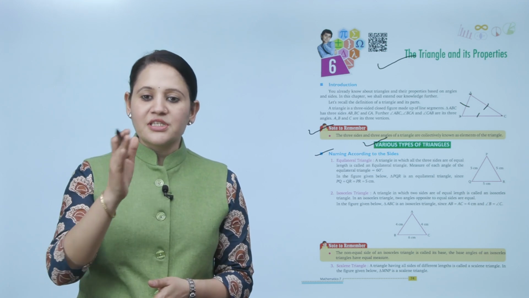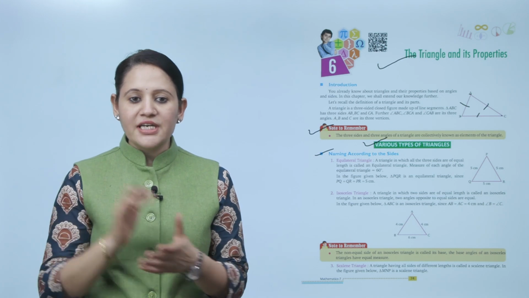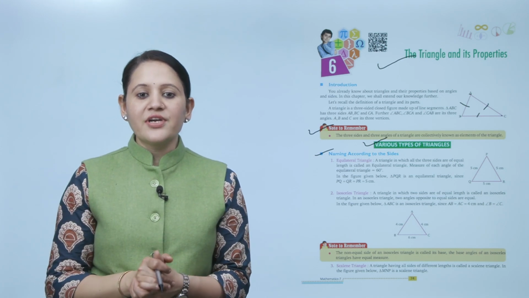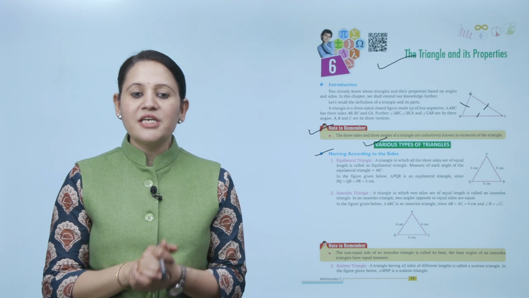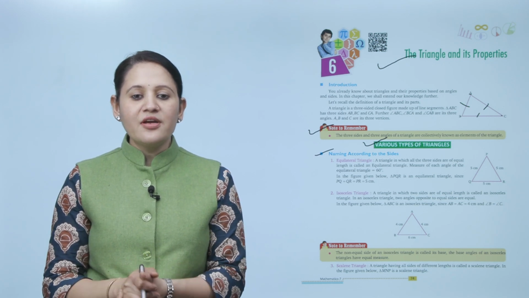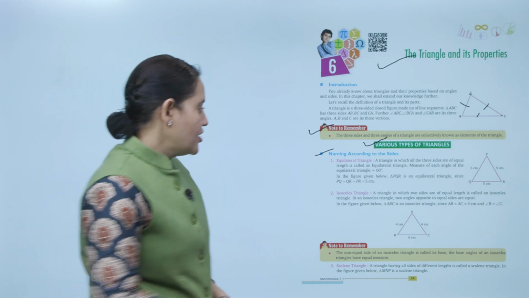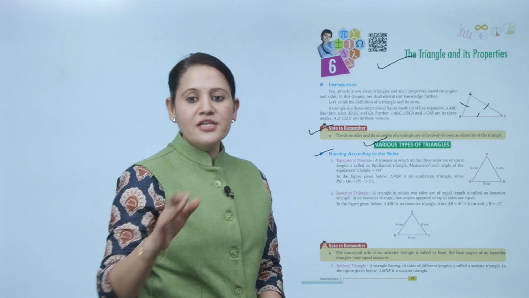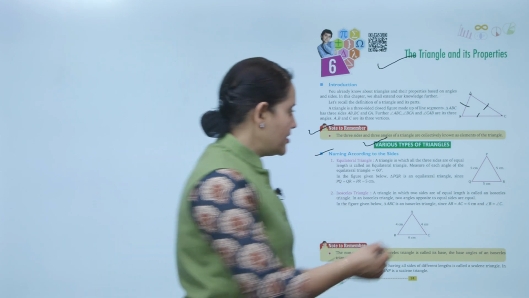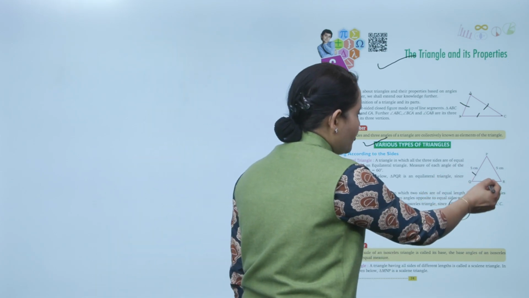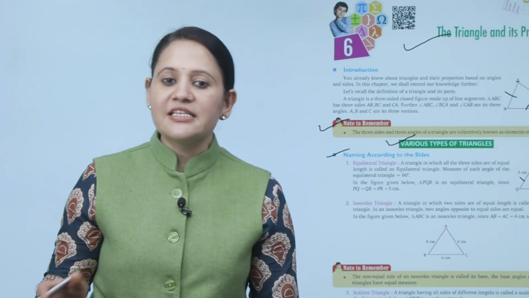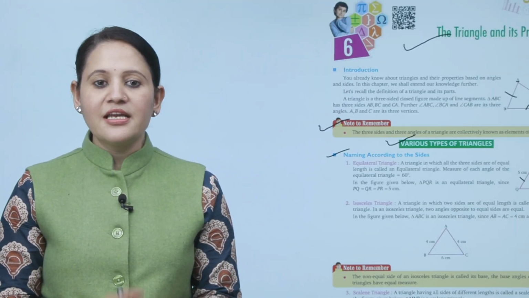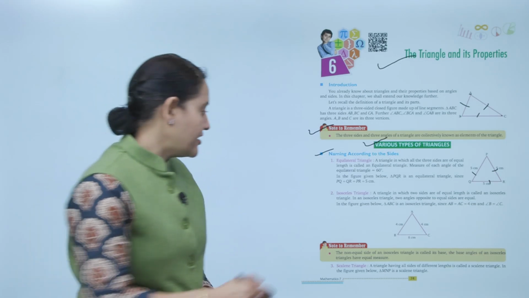So, triangle का क्या होगा? 60 plus 60 plus 60, total 180 degrees. In the given figure, triangle PQR is an equilateral triangle, so PQ equals QR equals PR equals 5 centimeters. So, in an equilateral triangle, all sides will be of the same measurement. So, here PQ, QR and PR are all 5 centimeters. That is an equilateral triangle. Clear? Next is the isosceles triangle.